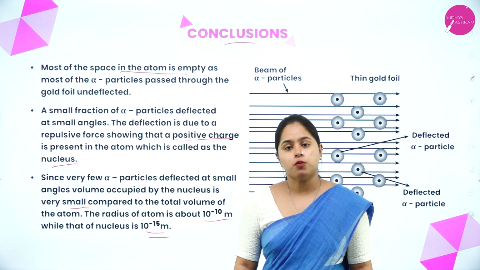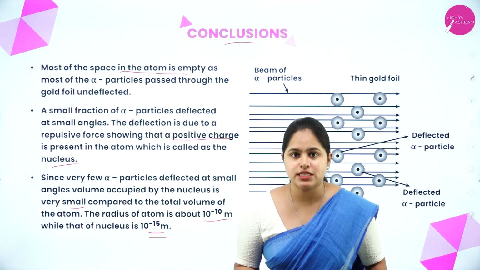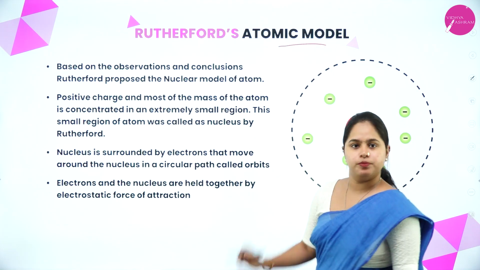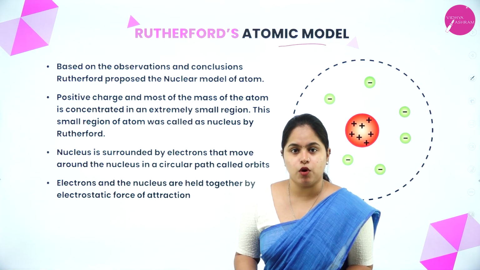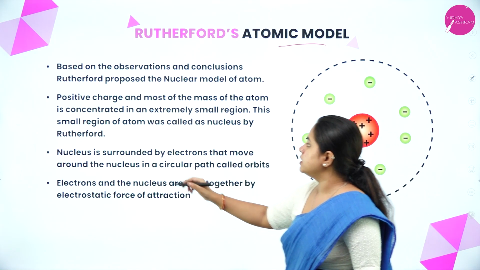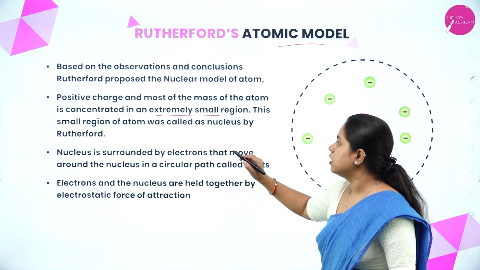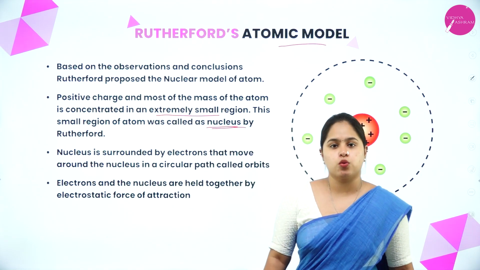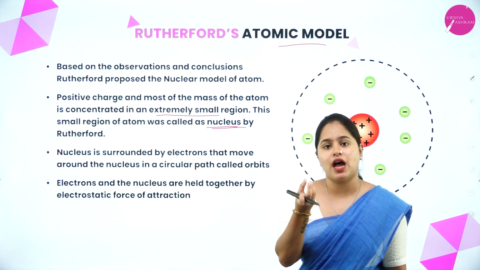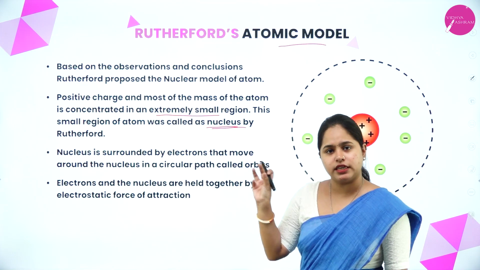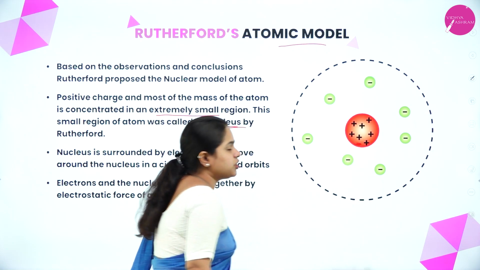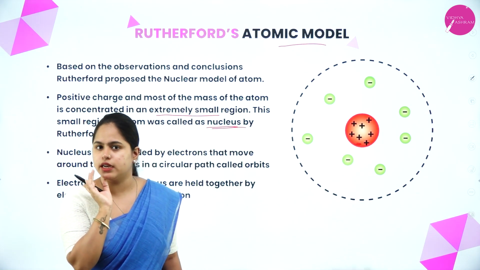Right? So from the observations and conclusions that he made from his experiment, he was able to propose Rutherford's atomic model. So let's see what is Rutherford's atomic model. What did he propose in it? Yes, so the positive charge and most of the mass of the atom is concentrated in an extremely small region which is called the nucleus by Rutherford. So the name nucleus was given by Rutherford. So what did he say? The positive charge and most of the mass of the atom is present inside a very small region which is called the nucleus. You can see here in an atom, yes, the positively charged nucleus occupies a very, very small region, right?